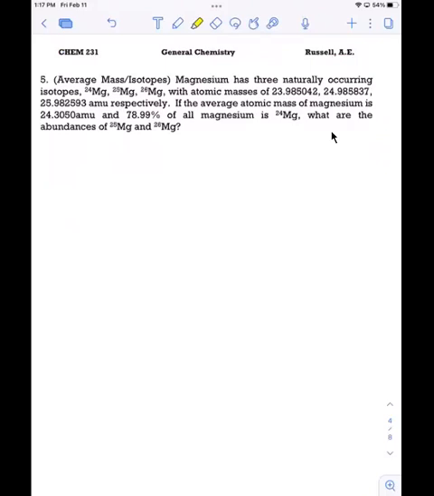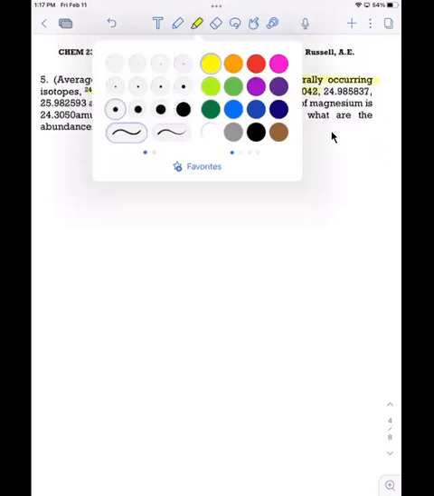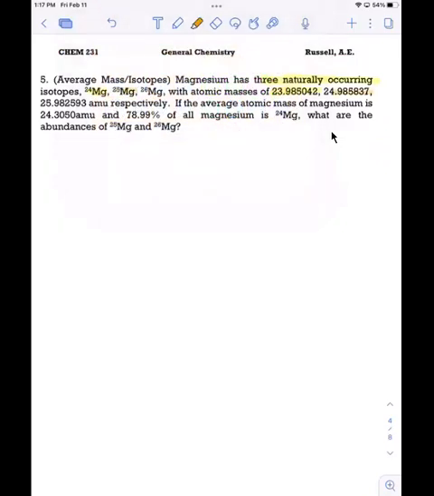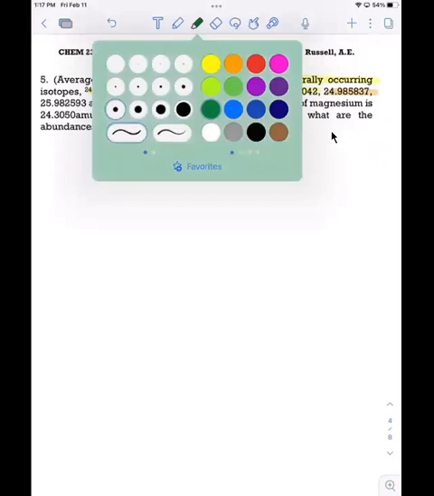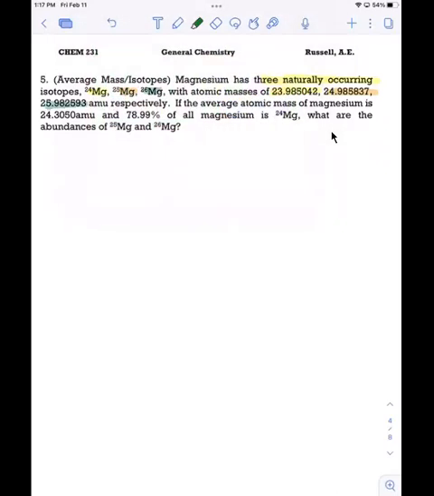Magnesium has three naturally occurring isotopes with atomic masses of 24 point, 25 point, and 26 point AMU respectively. If the average atomic mass of magnesium is 24.305 AMU and 78.99% of all magnesium is magnesium 24, what are the abundances of magnesium 25 and magnesium 26? Okay, so we have all this information.